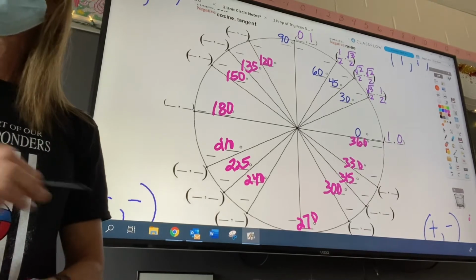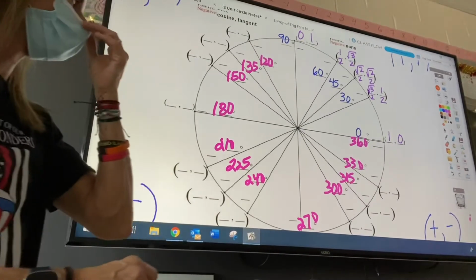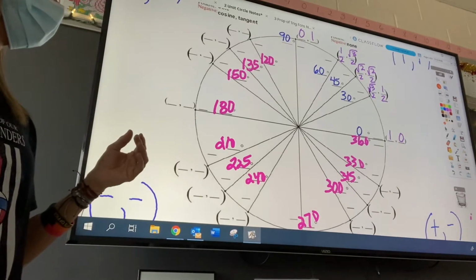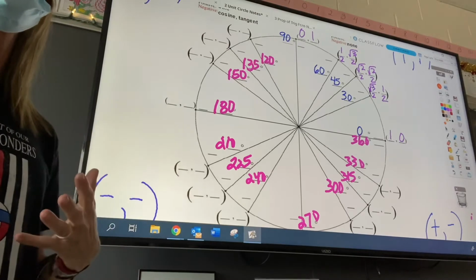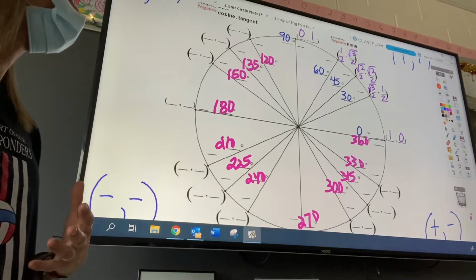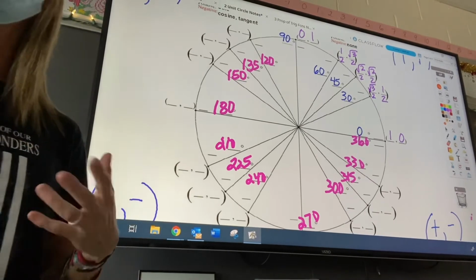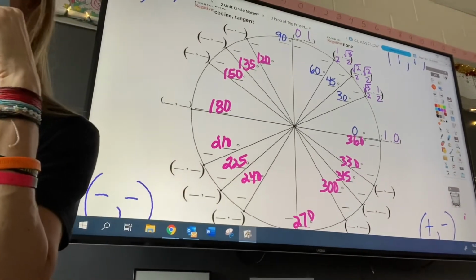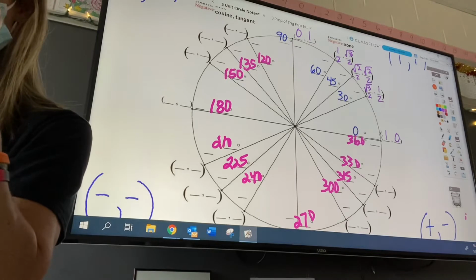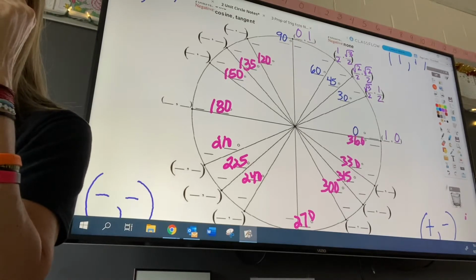And that's how you get all the values for the degrees on the unit circle. You'll get more comfortable with them as soon as you see them more and more often. Okay, now let's go to pi. Let's go to the radians.